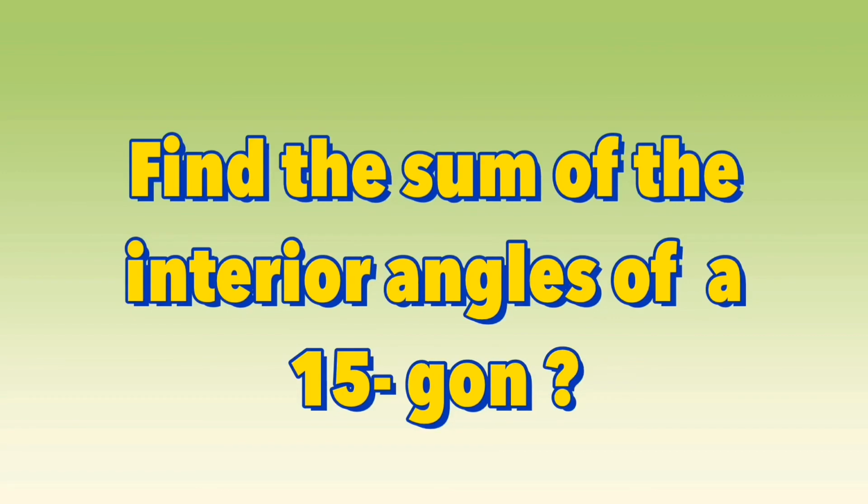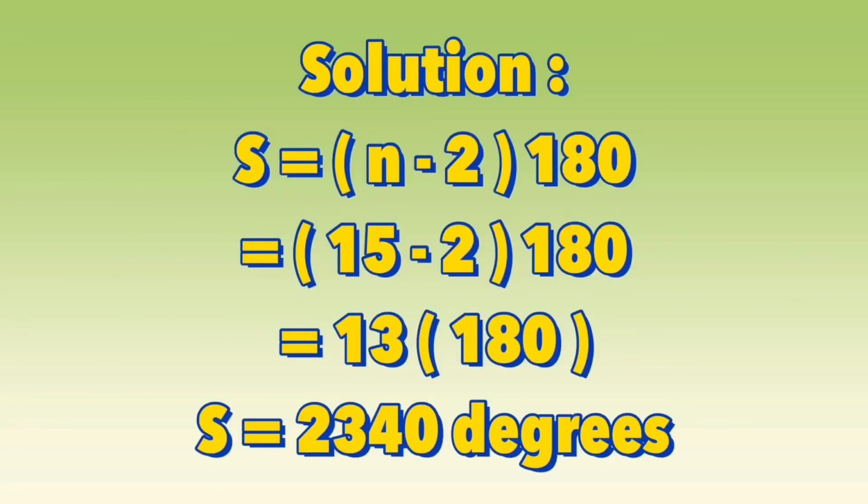Okay, next, number 4 problem. Find the sum of the interior angles of a 15-gon. Meaning to say, we have 15 sides of the polygon. So, solution: we have the sum equals n minus 2 times 180. Since n is the number of sides of the polygon, we substitute. It becomes 15 minus 2 times 180. Then 13 times 180 equals 2,340 degrees, which is the sum for the 15-gon.